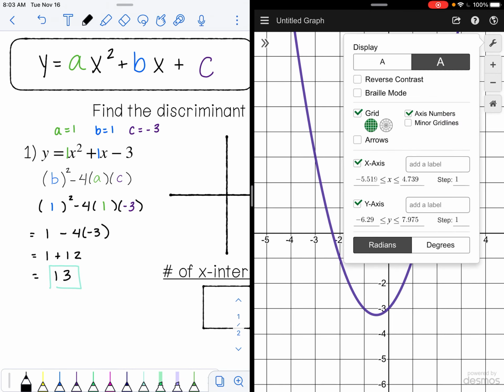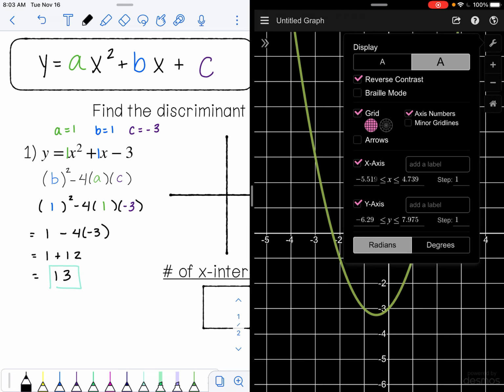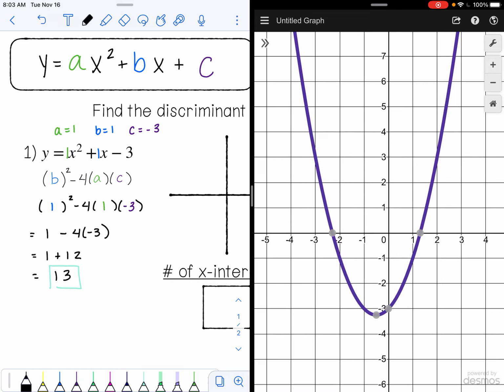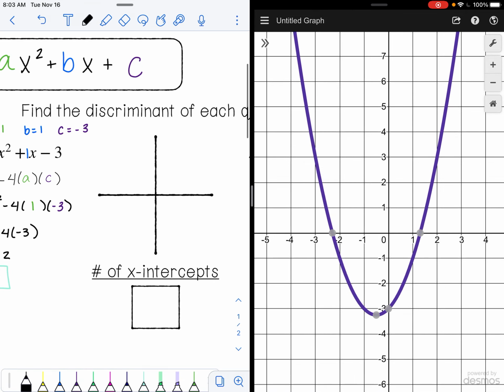Okay, so if we look here, if we draw a basic graph, I'll draw it in purple so it matches my graph here. It kind of looks like this, and I have 2 x-intercepts. So that's all we're doing. We're drawing a very basic graph. If you want, you could, of course, click on the points on Desmos and label where they are, but you don't have to.